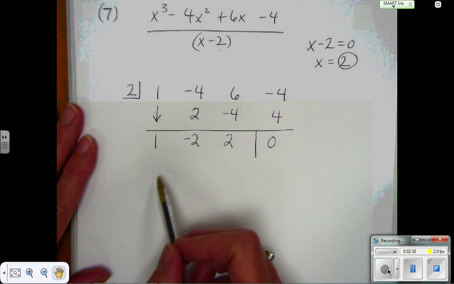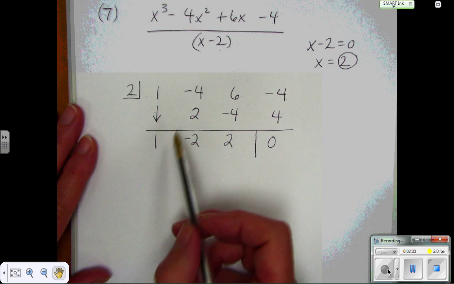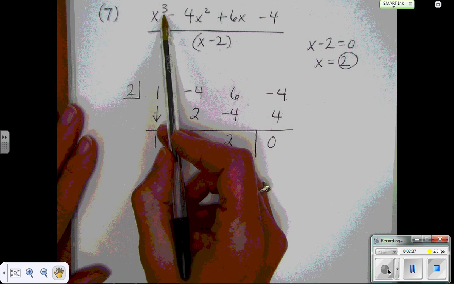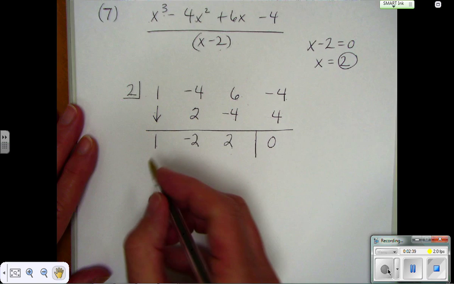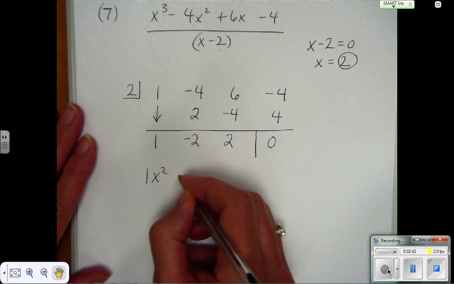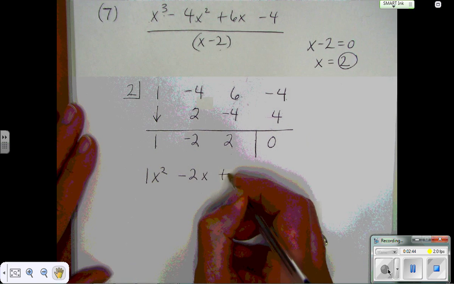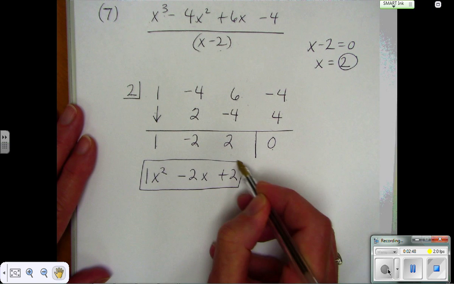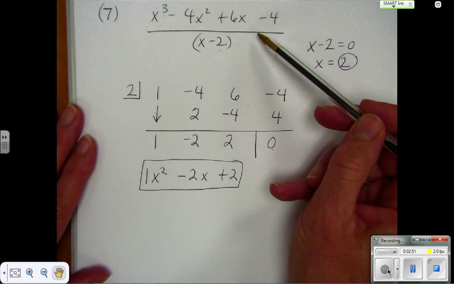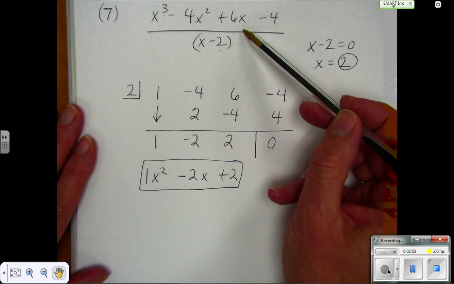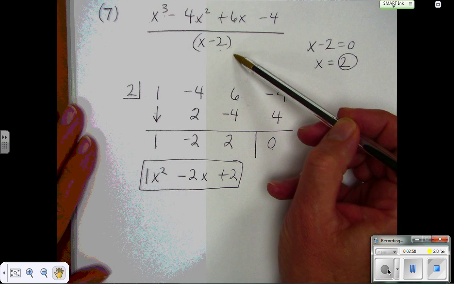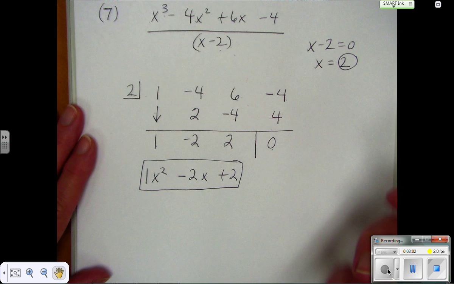So the way that you write your answer is, of course, since your highest exponent was a 3, when you write your answer you have to start with one exponent less. So it's going to be 1x squared minus 2x plus 2 with the remainder of 0, and this is your quotient. This is what you get when you divide x to the third minus 4x squared plus 6x minus 4 by x minus 2. So you get the same answer that you would get if you were doing long division. It's just a lot shorter and a little bit easier.